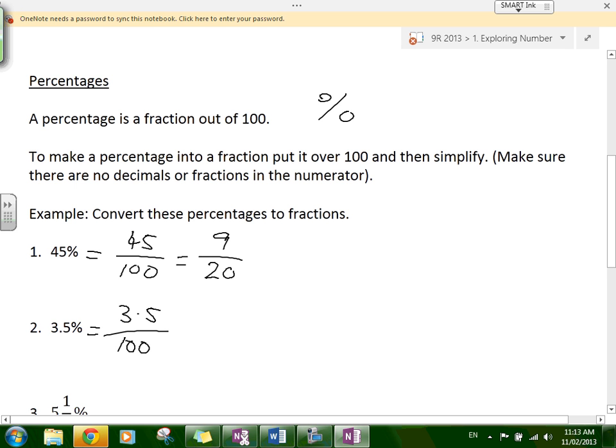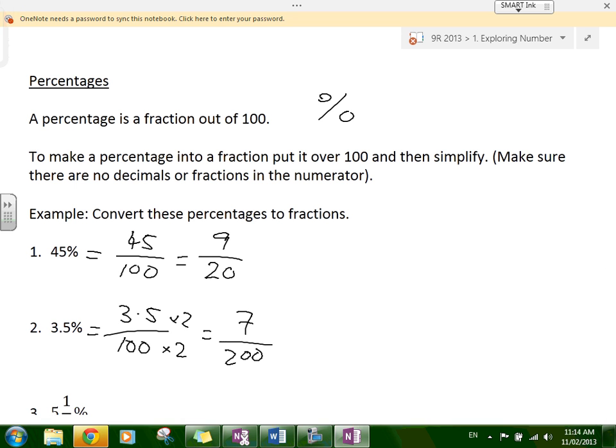Right, to get rid of this decimal place, what's the easiest thing to do, Sean? Use the calculator, that's true. But you can either multiply by 10 and then simplify. In this case, if it's 0.5, I can get rid of it by multiplying by 2. So if I multiply top and bottom by 2, we get 7 over 200. But as Sean said, using your calculator, type in 3.5 over 100. It gives the simplest form with whole numbers in the numerator and denominator. Okay?